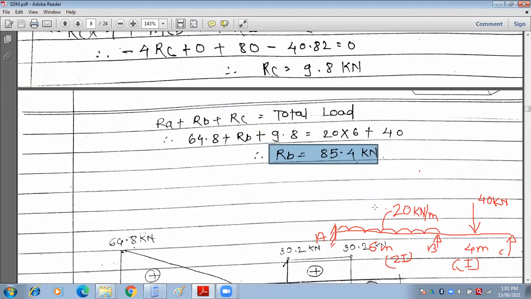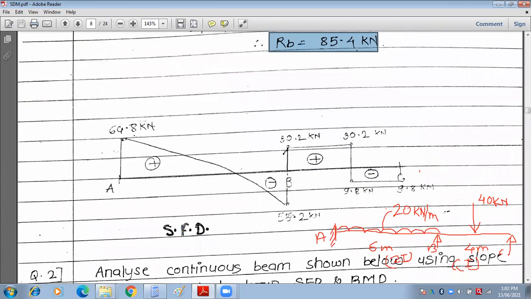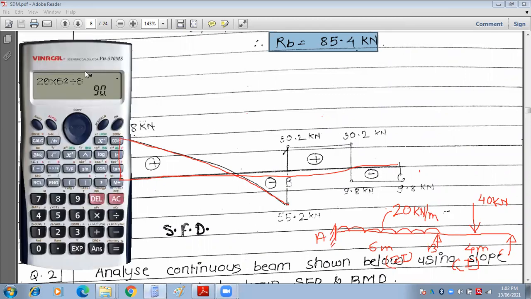Now how to draw this shear force diagram? Now we look here. Reaction RA is plus 64, go upside. Let us consider this one as the reference line. Reaction RA is going vertically upward 64.8. Due to the UDL, this shear diagram is going down up to 55.2. If you want to see the calculation, I will show you.